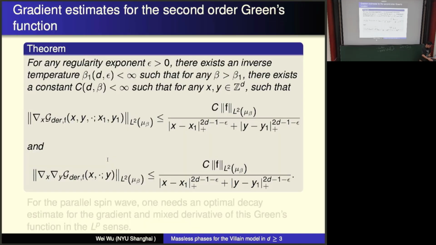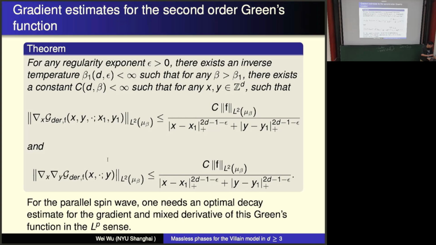And of course, this was used in our work to find the asymptotic expansion of the two-point function. And for the question of the parallel spin wave, we need a more precise estimate for the decay of these second-order Green's functions. In fact, we want the optimal decay, in the sense of removing the epsilon, and in the sense of replacing L2 by L-infinity, in a sense.